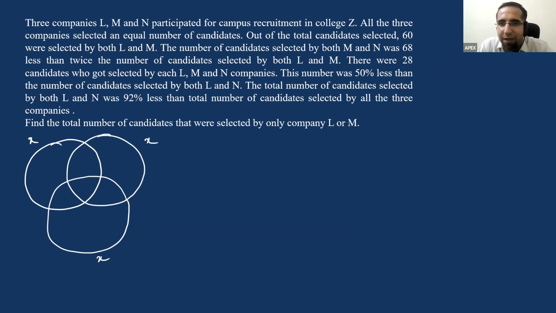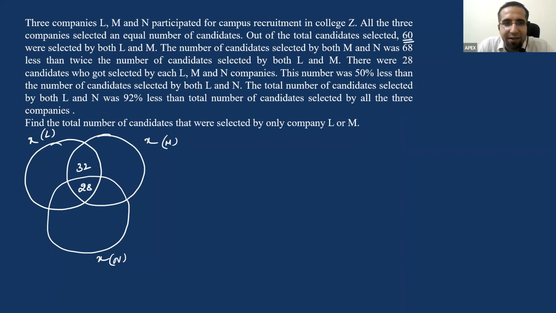The number of candidates selected by M and N was 68 less than L and M. The next sentence is very important. There are 28 candidates selected by each of them. That is 28. Clear? Now this is L, this is M, and let's say this is N. There are 60 candidates selected by L and M. So out of that, this is already 28. So this becomes 32.